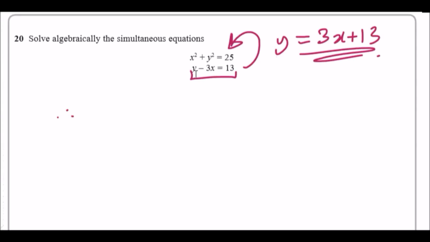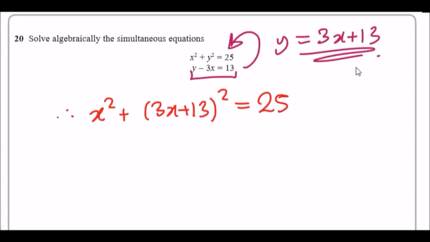Since we know the value of y, which is 3x plus 13, that means the value of y squared is all of this term squared. So rewriting the first equation, we'll have now x squared plus the new variable, 3x plus 13 squared, and must all equal 25. And now we just go ahead and finish this off.